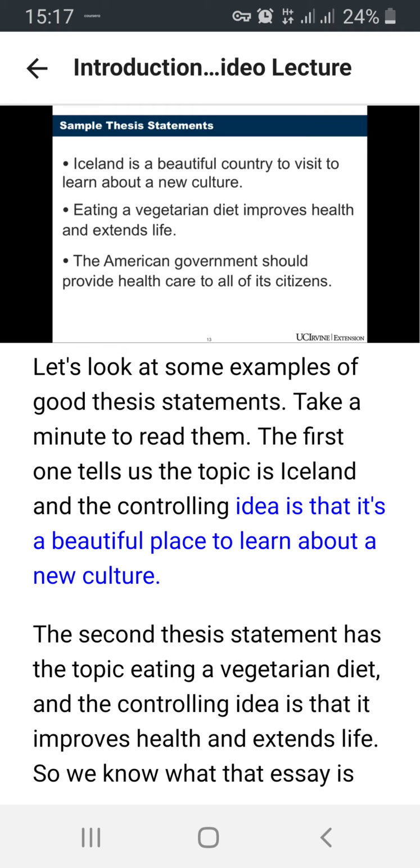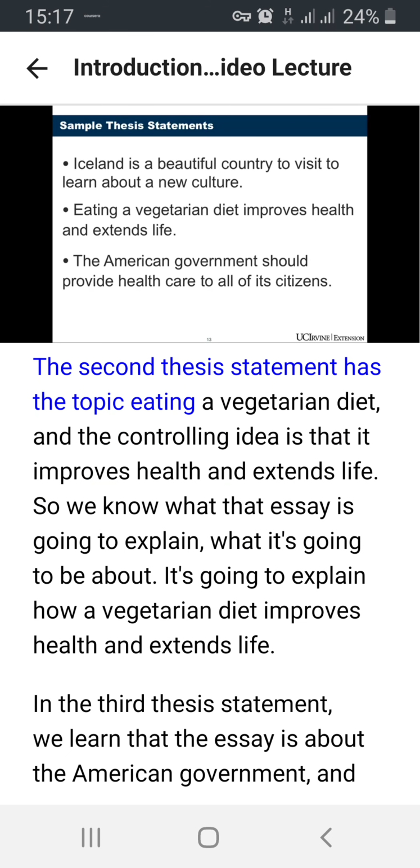The second thesis statement has the topic eating a vegetarian diet. And the controlling idea is that it improves health and extends life. So we know what that essay is going to explain, what it's going to be about. It's going to explain how a vegetarian diet improves health and extends life.